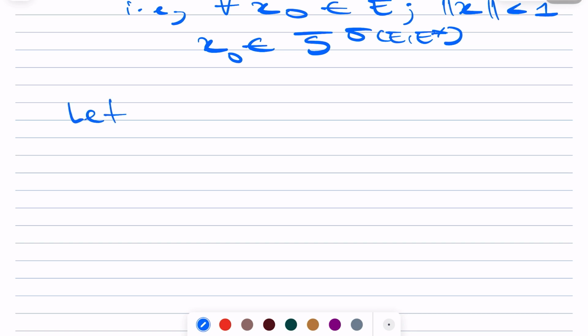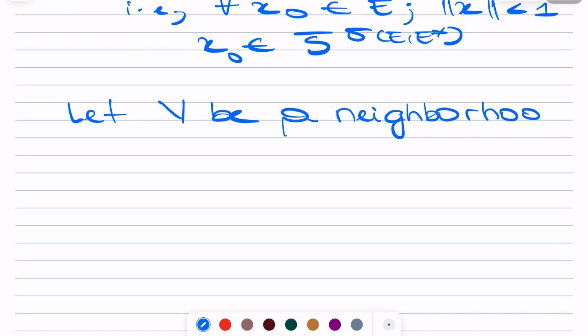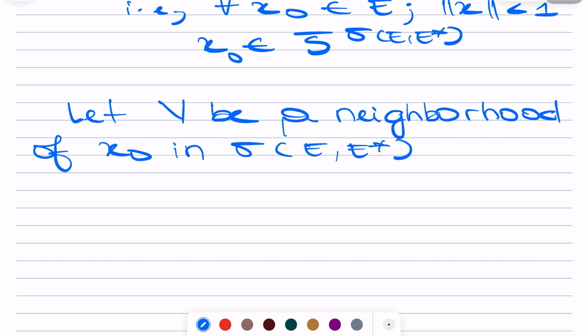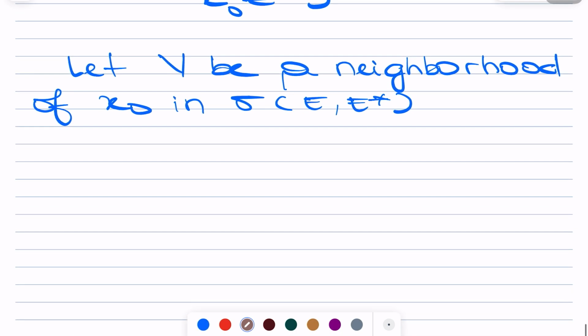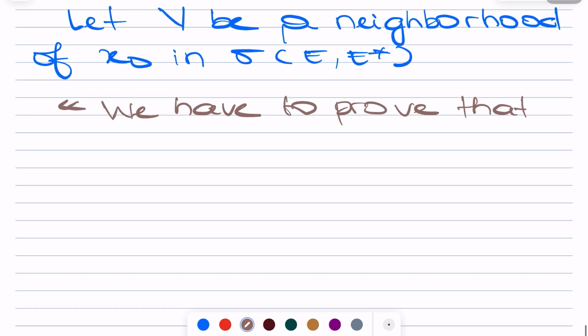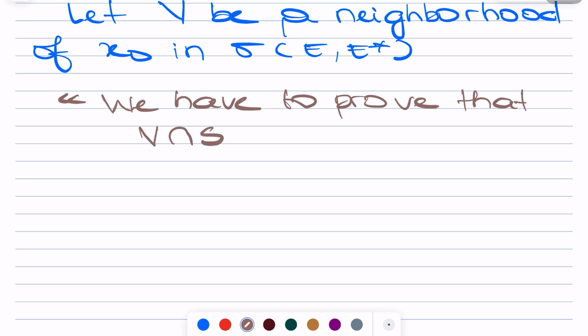So indeed, let V be a neighborhood of x0 in the weak topology, of course, because we want to show that x0 is actually in the closure of S in the weak topology. So we have to prove that V intersected with S is non-empty.